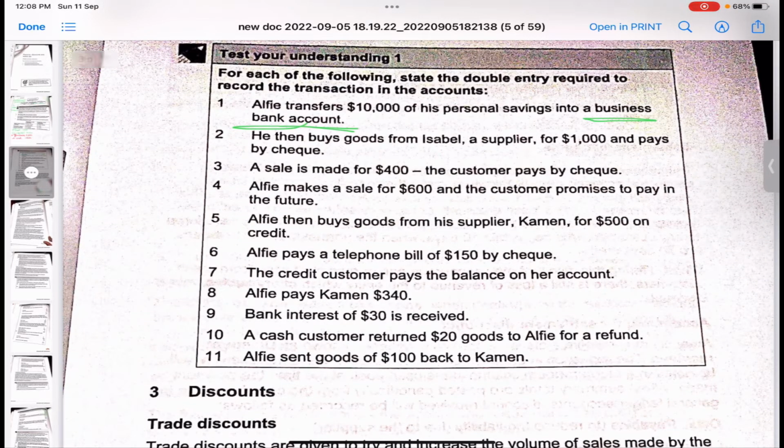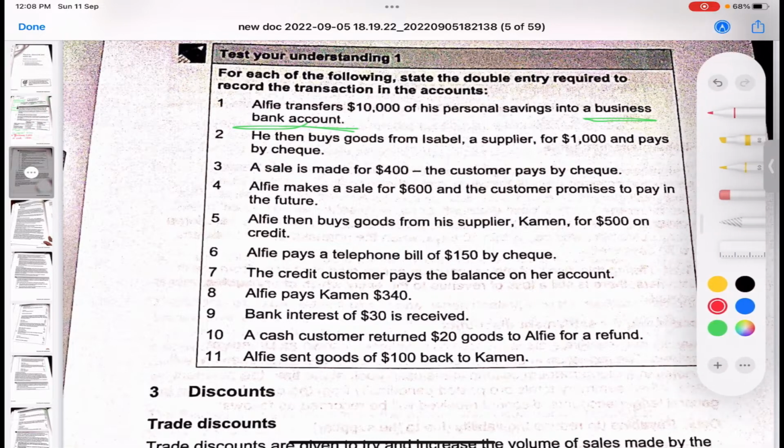A sale is made for $400. The customer pays by check. So this is nothing but cash to sales. Okay. I think you can do it by yourself. I am writing the entry here. Note it down side by side. Cash to sales. Sales gets credited by how much?